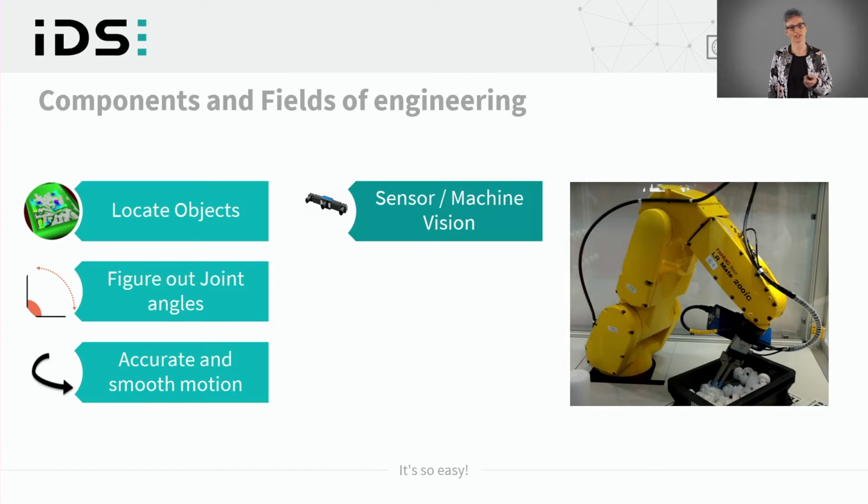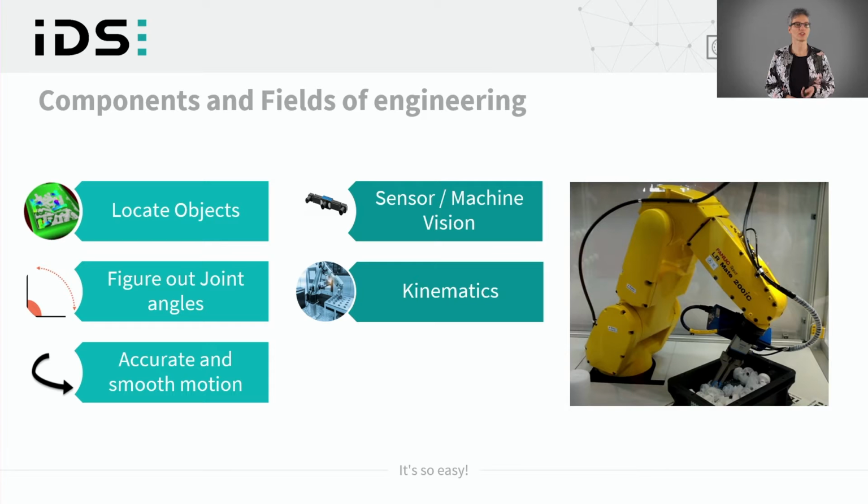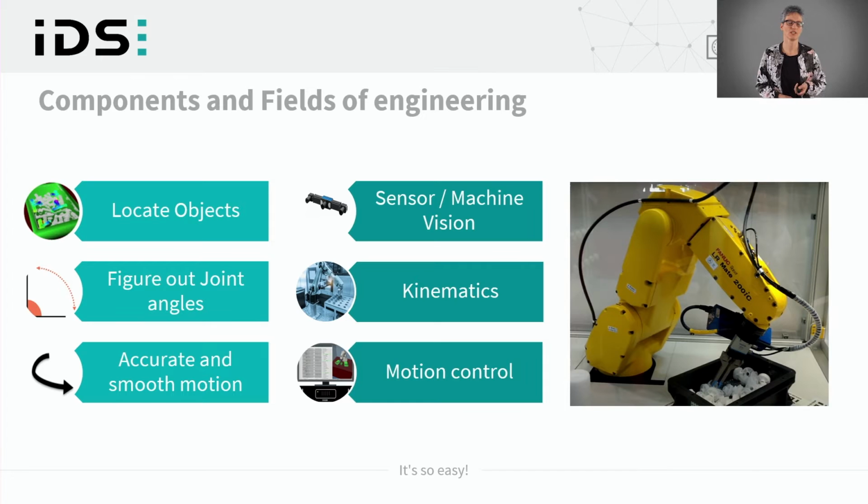The next is figuring out the angles of your joints. Some robots are equipped with six joints, so you have to figure out for each of these joints the correct angle to move the hand into the desired position. This is called kinematics, and it's a separate field of engineering. The next is to achieve accurate and smooth motion. This is called motion control. Motion control normally is included in the robot control that comes with your robot.